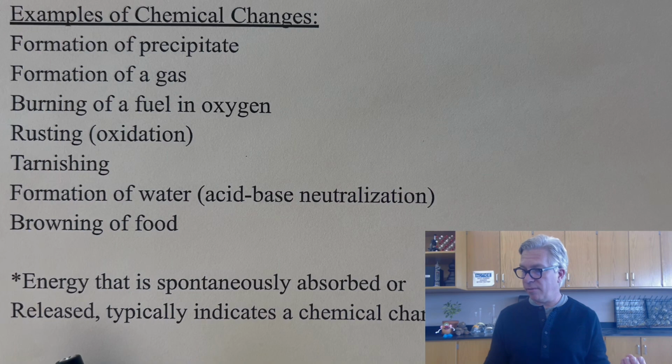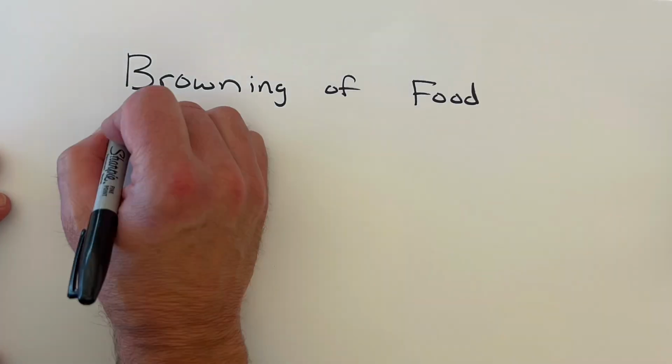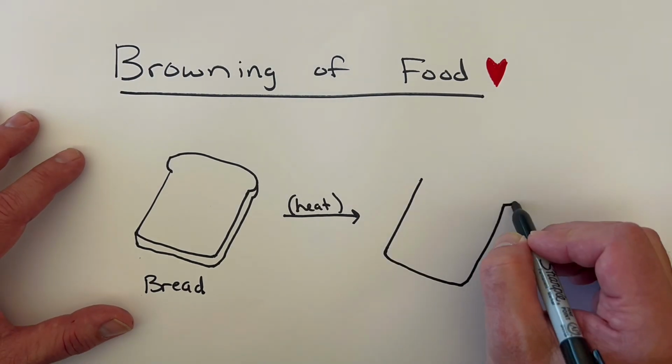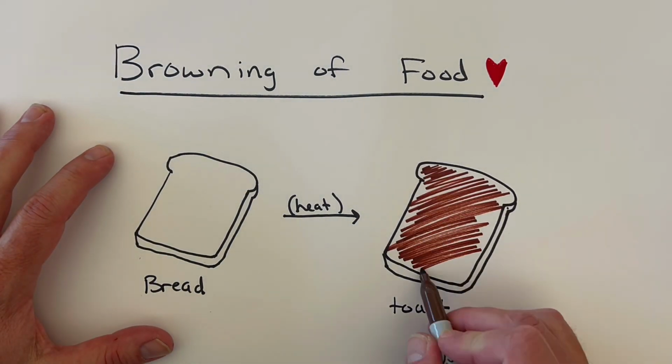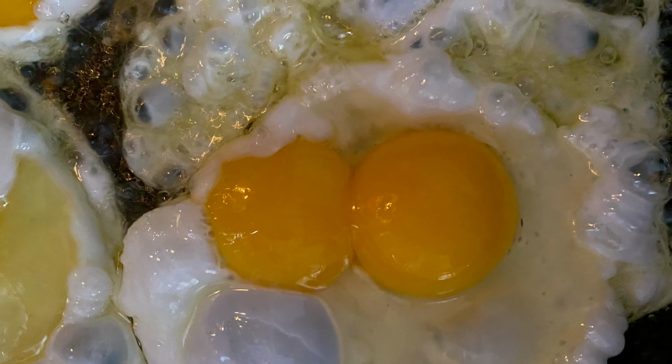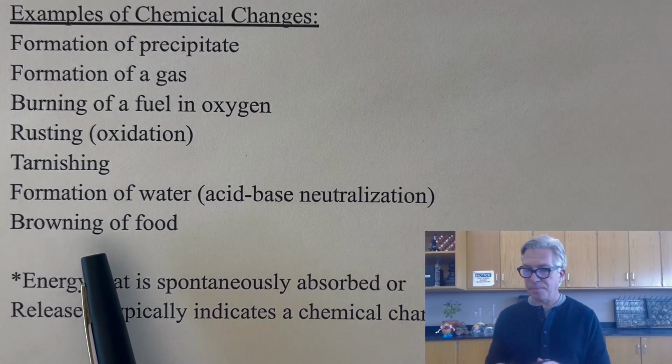And so that's usually a tip off that a reaction's happening. I also included my favorite type of chemical reaction, the browning of food, which is an endothermic reaction where you put in energy and your food browns or it cooks or it does something so you can eat it. So that's one of my favorites.